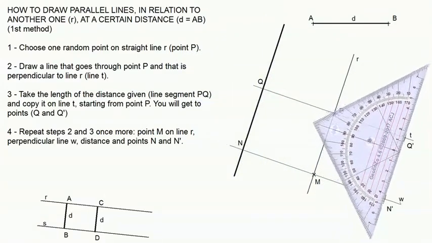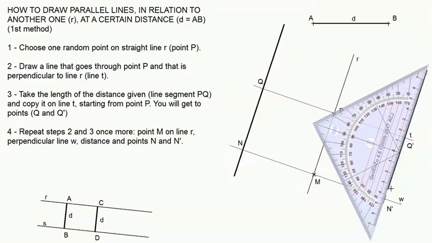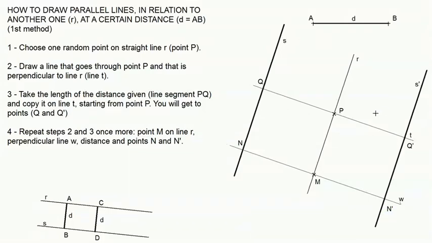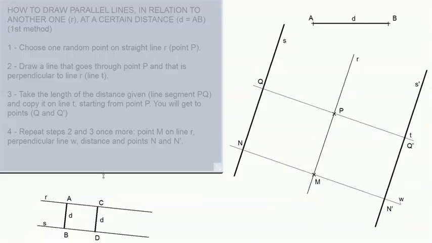and this is the other solution of a straight line that is parallel to line R and at this distance, which will be this one. We name them as S and S', and this exercise will be finished.